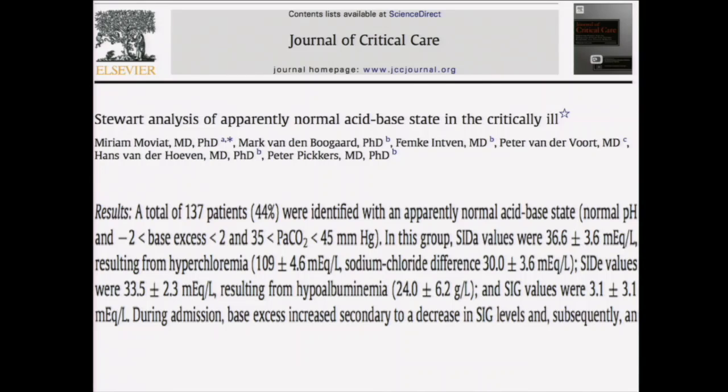If we look at how that compares to the critically ill patients in the study that I showed earlier, it's very similar results. In that, 44% of the patients that had a totally normal acid-base state based on the base excess and the Henderson-Hasselbalch equation actually had underlying metabolic disturbances. So it's interesting to see that we had very similar results in this study.